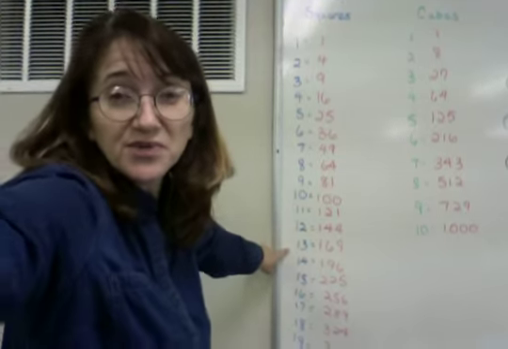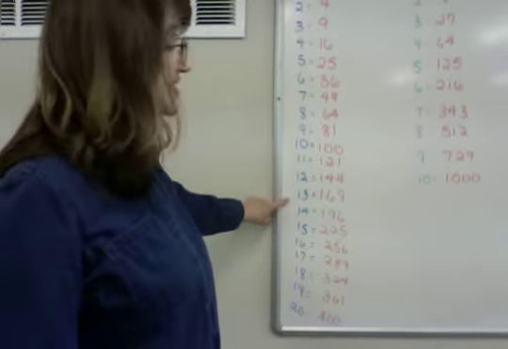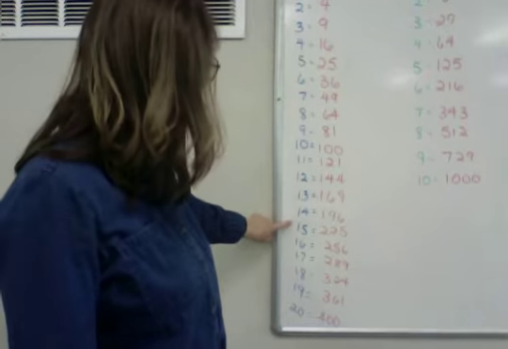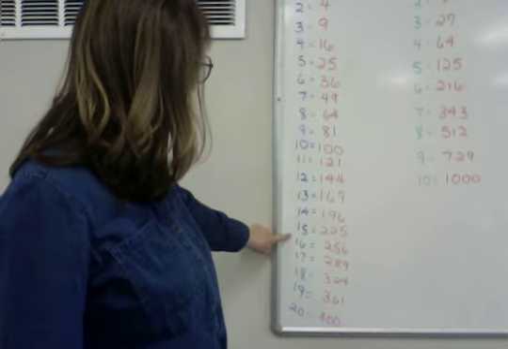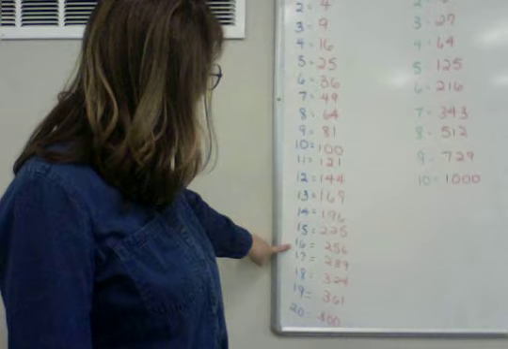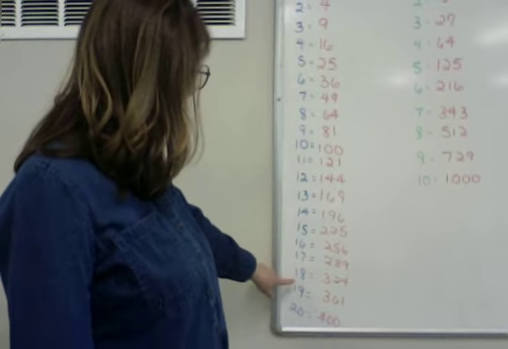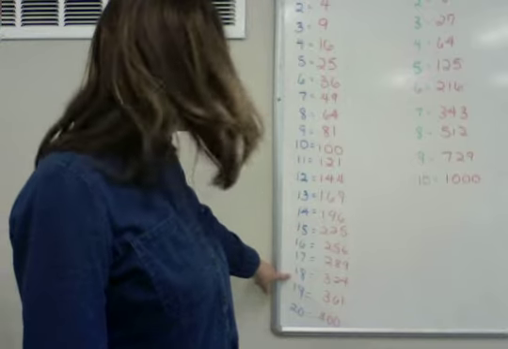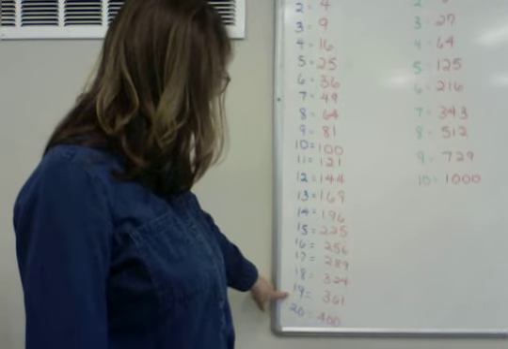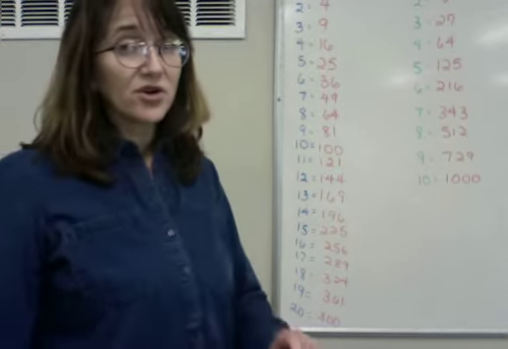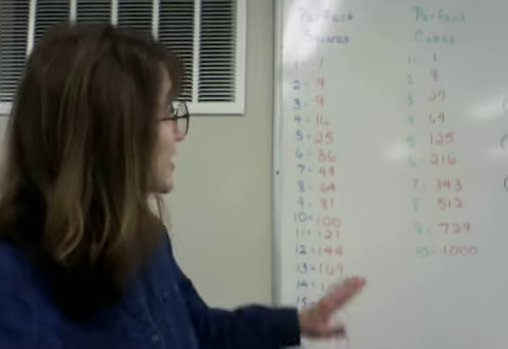Then we get into the weird ones that you probably don't know. 13 times 13 is 169, 14 squared is 196, 15 squared is 225, 16 squared is 256, 17 squared is 289, 18 squared is 324, and 19 squared is 361, ending up with 20 squared is 400. So you recognize those roots.